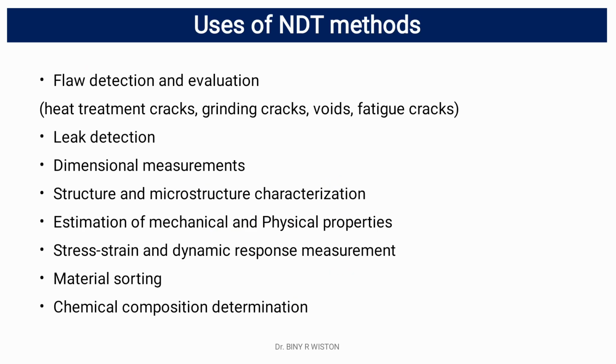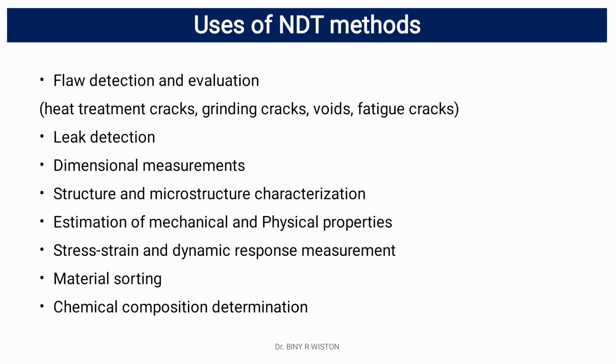Uses of NDT methods. The primary use of NDT methods is to identify and evaluate the flaws which may be produced due to heat treatment cracks, grinding, voids present in the material, or fatigue cracks. Leakage detection can also be done using NDT methods. The dimensions of the material components can be measured using NDT methods. The structural and microstructural characteristics of the materials in the components can be identified using NDT methods.